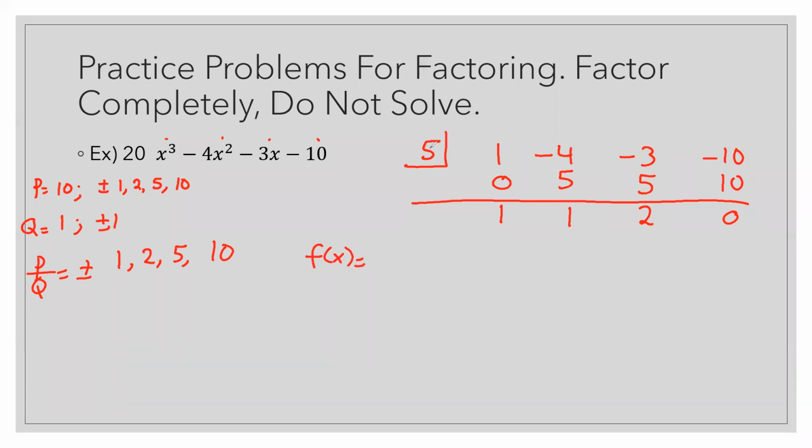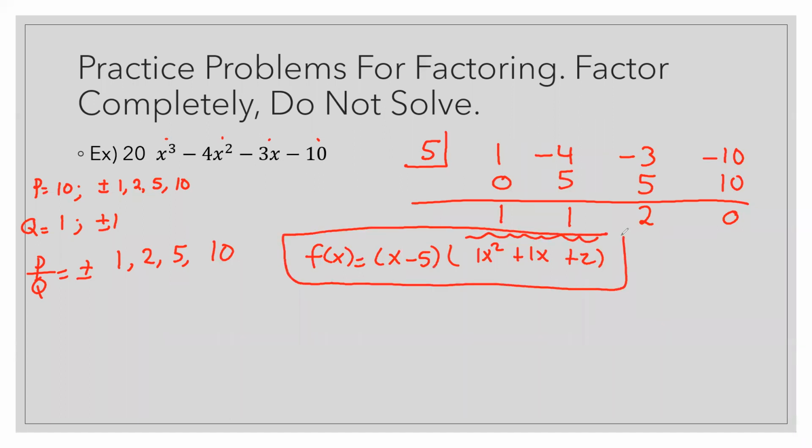So if 5 is a solution, in factor form it would be x minus 5. And then these 1, 1, 2 are your new coefficients, so that's 1x squared plus 1x plus 2. Now, can this part be factored? No, right? There's no two numbers that multiply to 2 and when added give you 1. It's literally impossible. So what that means is you have 2 imaginary zeros and 1 real zero. So this is your final answer. This is the most factored it can be.